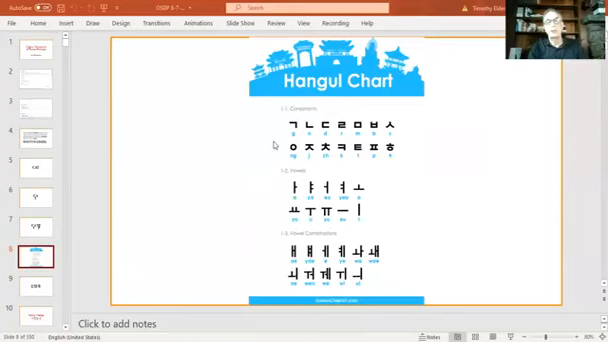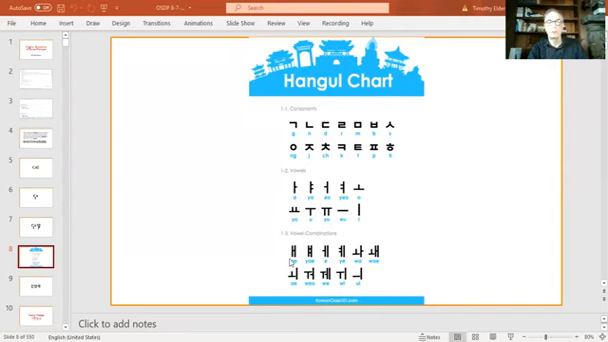So first, of course, you gotta know the characters. These are the Hangul chart, the Hangul characters. You've got 14 consonants, and then you have 10 vowels. That's right, 10 vowels. 14 consonants and 10 vowels, so you have 24 letters. And then down here, these are combination vowels.